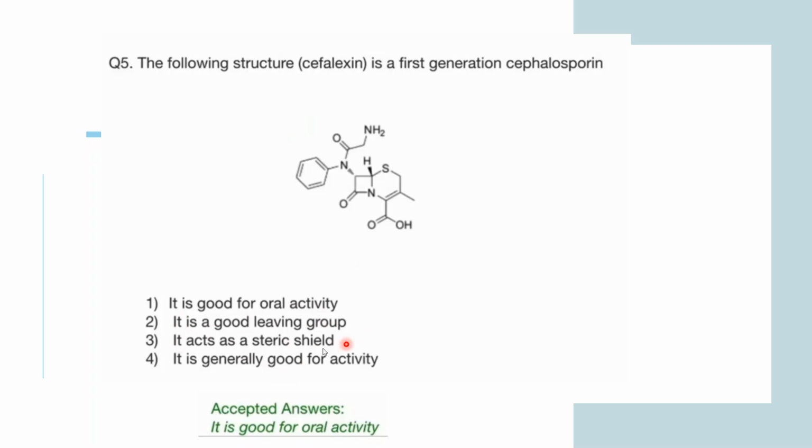It doesn't act as a leaving group. It acts as a steric shield? No. It is generally good for activity. No. So the main reason is it is good for oral activity. So this is how cephalexin is given orally and has good oral bioactivity due to the presence of this amine and the zwitterionic nature of the compound.